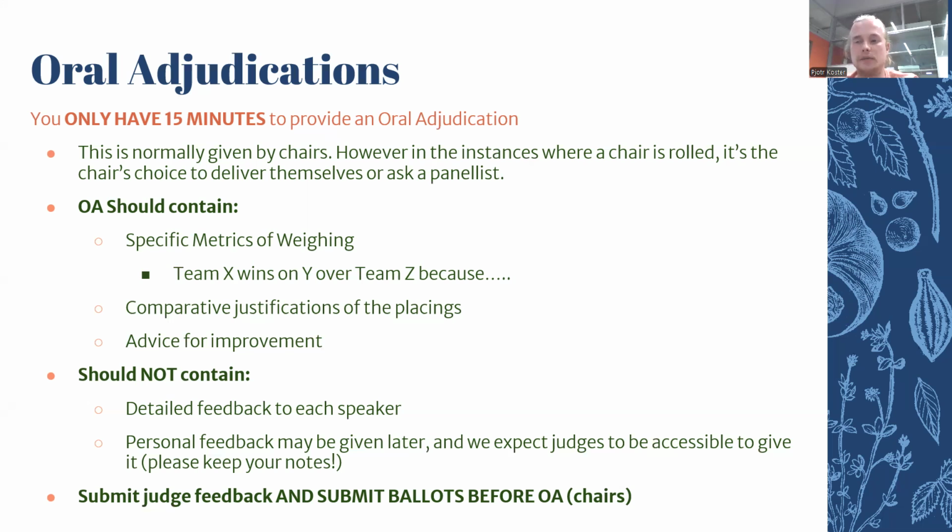Again, you don't just discuss that this team is bad, they made these flaws. It is this team made these flaws, this other team made these flaws. There are fewer flaws in this speech than that speech, and therefore they take it over in this form, as a broad example. And you can maybe give some advice for improvement. What you should not do is give detailed feedback to each speaker or each team, because you have time to do that later, and it should not be part of the OA.